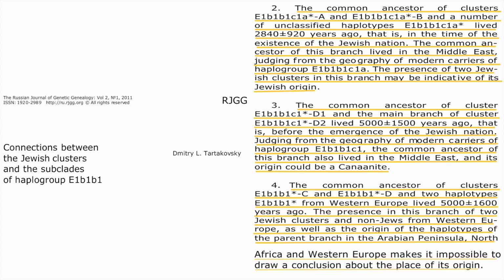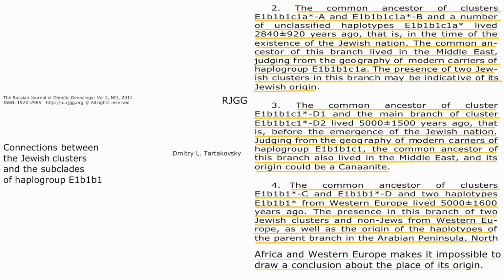The common ancestor of cluster E1b1b1c1-D1 and the main branch of cluster E1b1b1c1-D2 lived 5,000 plus or minus 1,500 years ago. That is before the emergence of the Jewish nation. Judging from the geography of modern clusters of haplogroup E1b1b1c1, the common ancestor of this branch also lived in the Middle East, and its origin could be Canaanite.